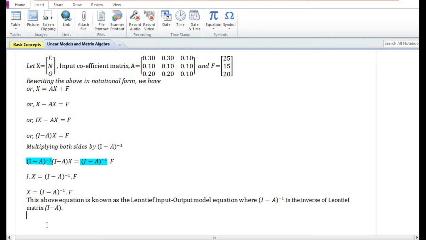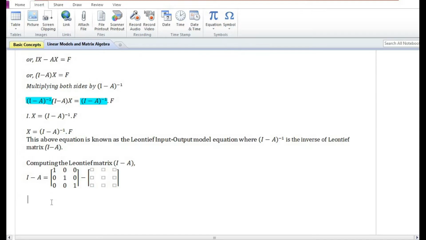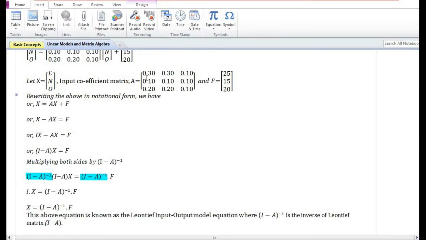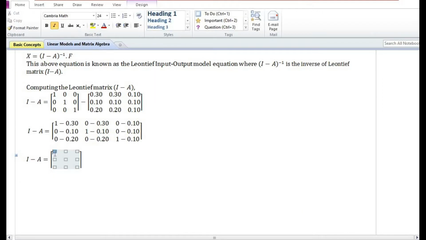Before proceeding to find the output level that each of the three industries should produce, we need to find the inverse of the Leontief matrix. And in order to do that, we need to find the Leontief matrix. Now the Leontief matrix is obtained by subtracting the input coefficient matrix from an identity matrix. In this particular problem, this is our input coefficient matrix. By subtracting the input coefficient matrix from an identity matrix, we have.